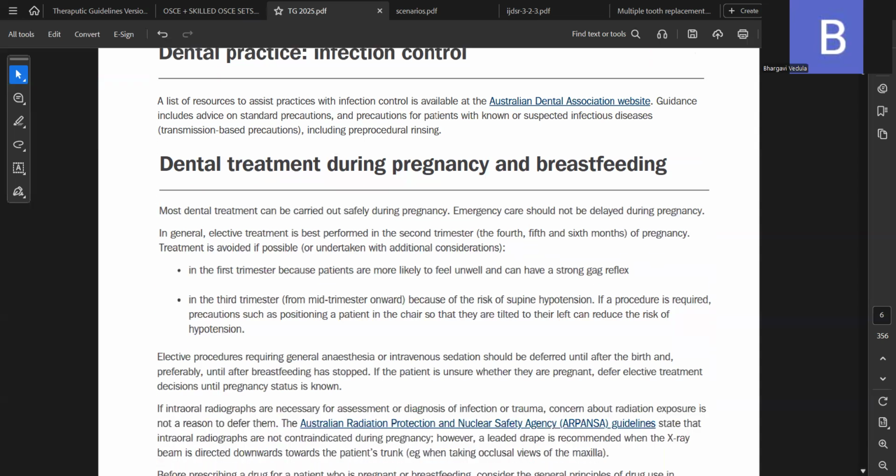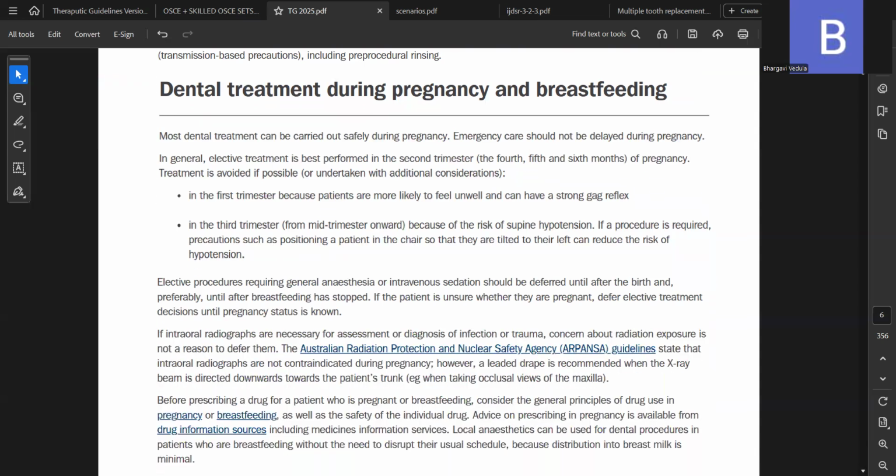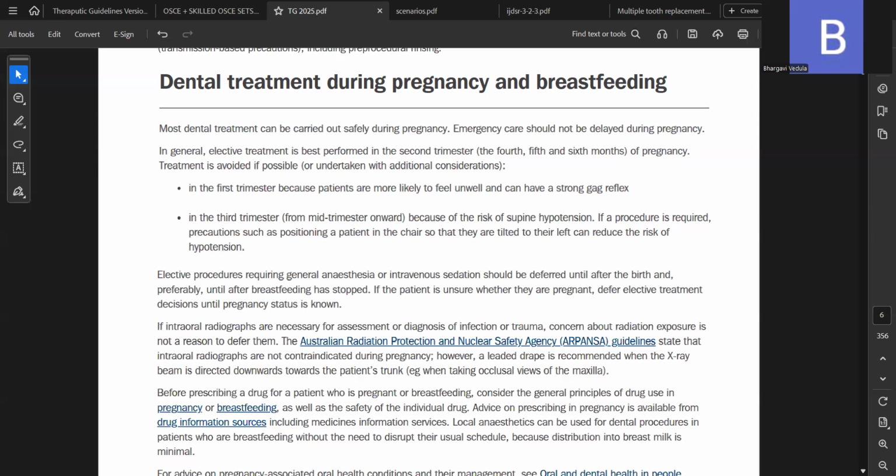Okay. Next topic is dental treatment during pregnancy and breastfeeding. Most dental treatments can be carried out safely during pregnancy. There is no need to avoid treating patients during pregnancy when it is an emergency or an infection is there. We can carry it out safely. Emergency care should not be delayed during pregnancy. If the patient has an abscess or a spreading infection, you can't delay, because the infection in the body can also have adverse pregnancy outcomes.